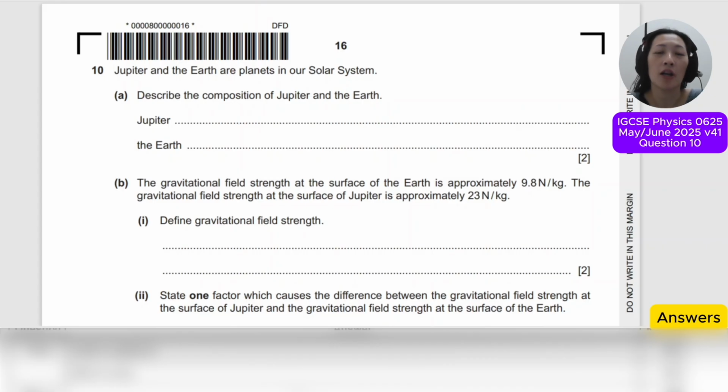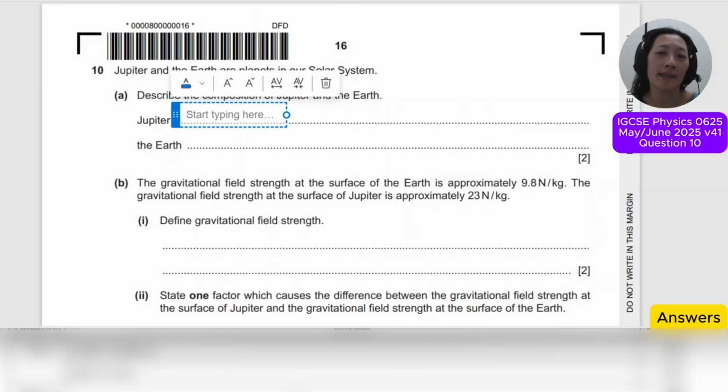Question 10. Jupiter and the Earth are planets in our solar system. A. Describe the composition of Jupiter and the Earth. So when you have a question like this, obviously Jupiter and the Earth would have different compositions, because if they were the same, the question would only require you to write this once. So you need to recall that Jupiter is one of the 4 further planets from the Sun, while the Earth is among the 4 nearer planets to the Sun.